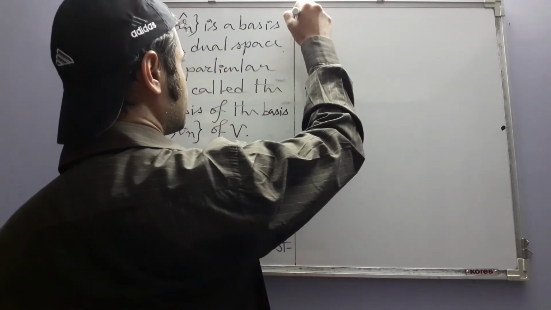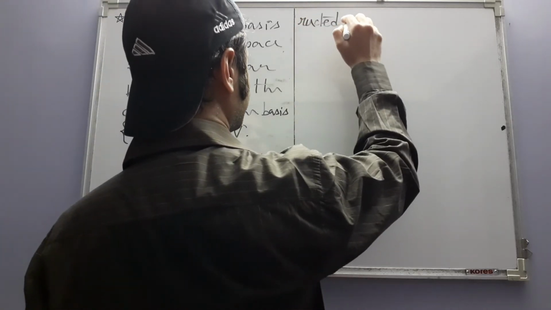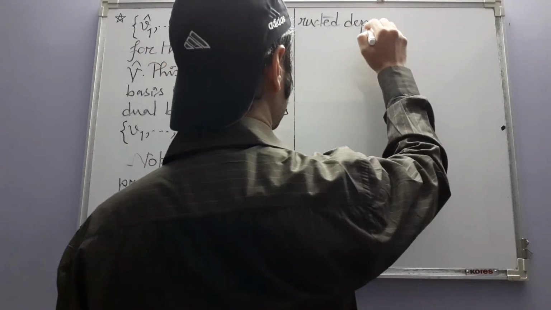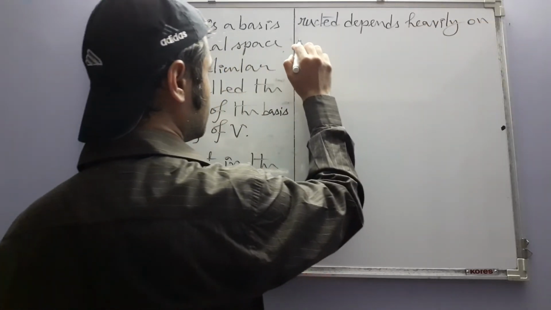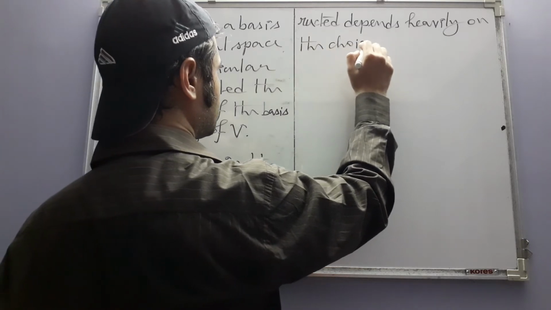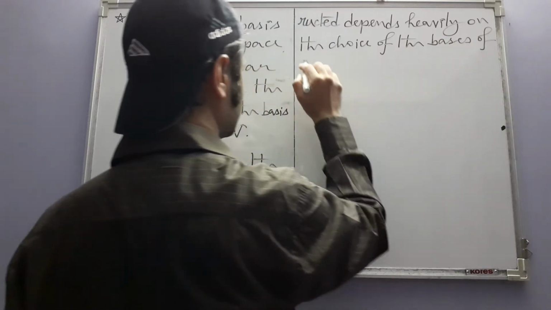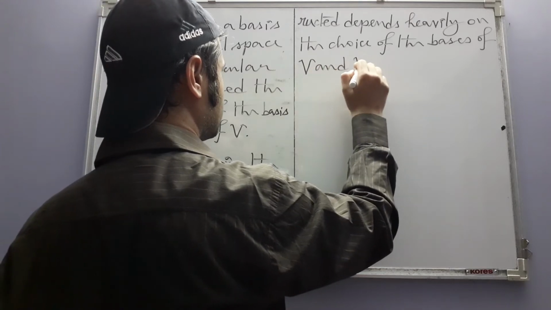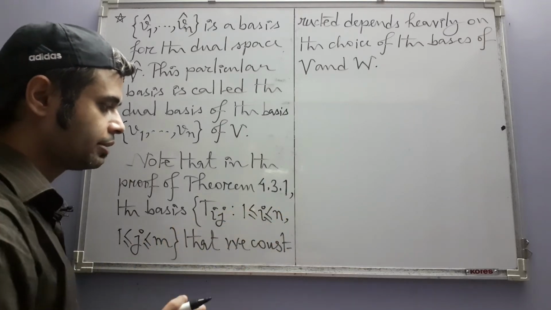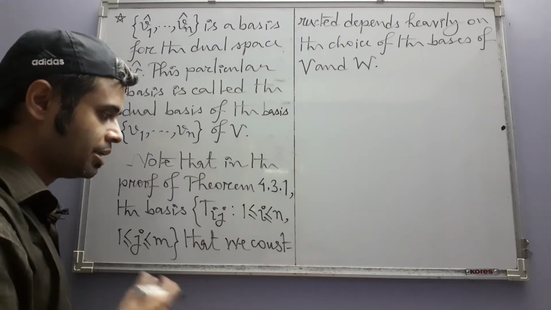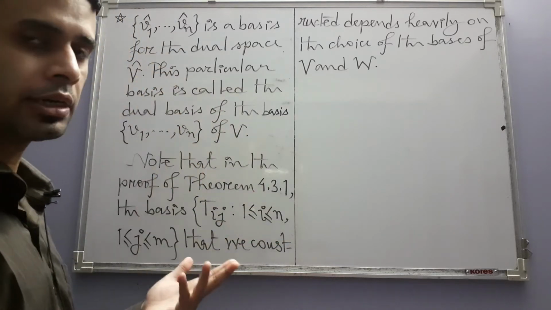The construction that we constructed depends heavily on the choice of the basis of V and W. So this construction is not an invariant one, so it is not basis free, and because we have used this to construct a dual basis, that is also not an invariant construction.